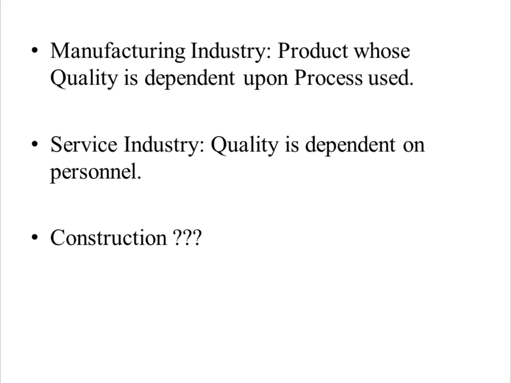So we need to guess whether the construction industry is a type of manufacturing industry or service industry. In the manufacturing industry, the product quality depends upon the process used. If the process is changed, the quality also differs. Similarly, in the service industry, the quality is dependent upon the personnel. For construction, it is a mixture of both. It depends upon the process, and it also depends upon the personnel. So it will be a mixture of manufacturing industry and service industry.